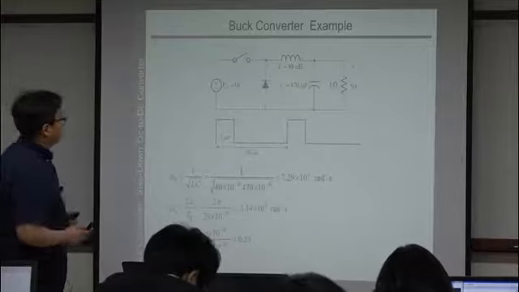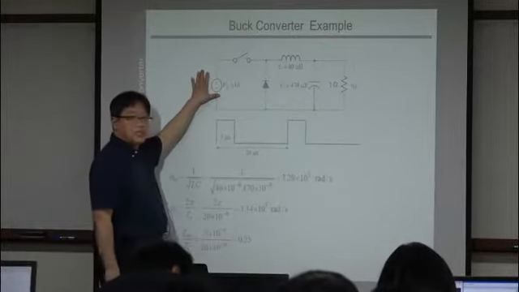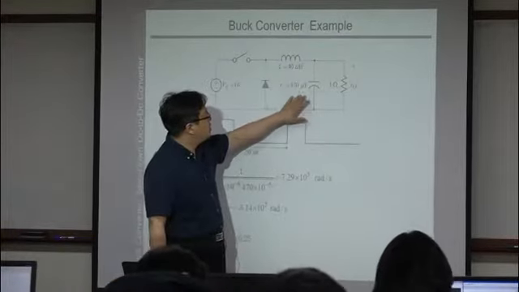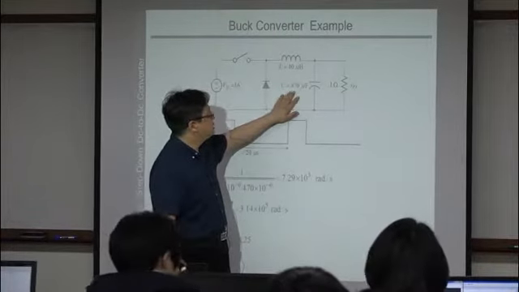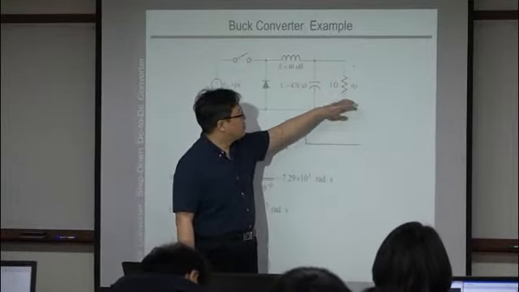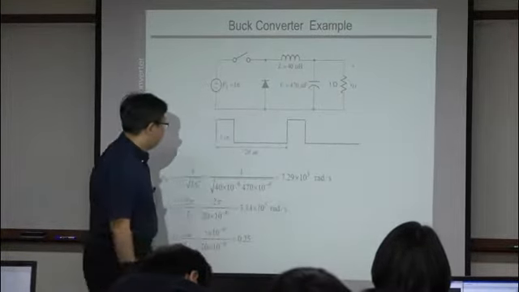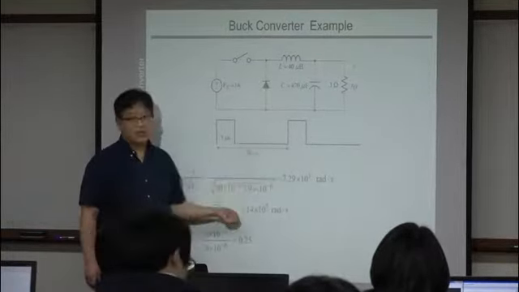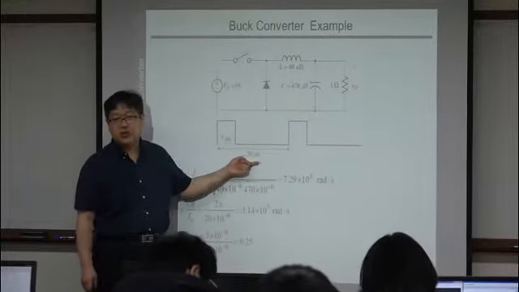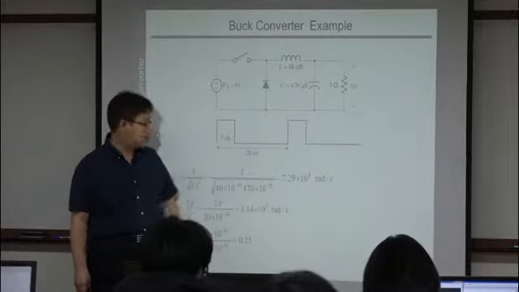Then let's simply apply the equations to this example. In this example, your source is 16 volts, and you have the LC filter, where L is 40 microhenry and C is 470 microfarad, and your output voltage is applied to a 1 ohm load here. Then 20 microseconds is the switching period. And what is the switching frequency in this case? 50K, right? 50 kilohertz is the switching frequency.